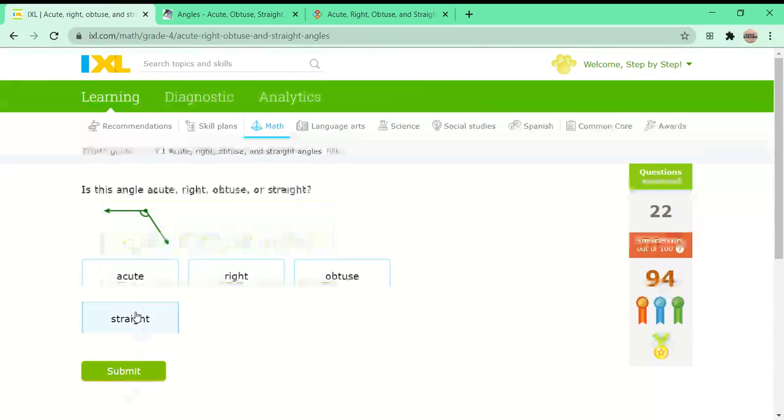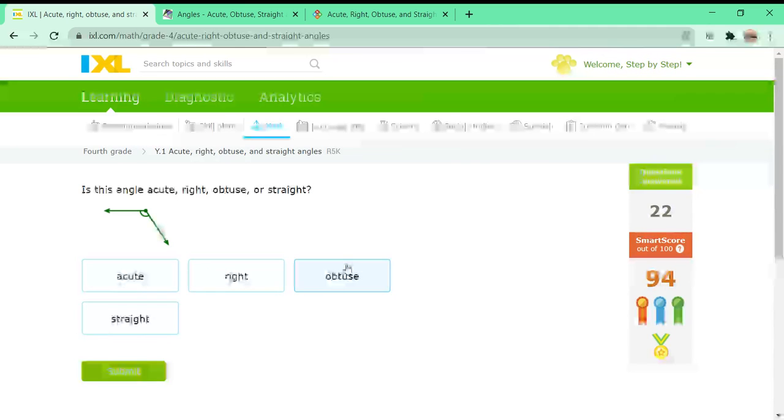Okay. Is this angle acute, right, obtuse, or straight? We know that this is not acute because this angle is more than 90 degrees, and acute angles are supposed to have less than 90 degrees. This is obtuse because it's more than 90 degrees, and it's not a right angle.